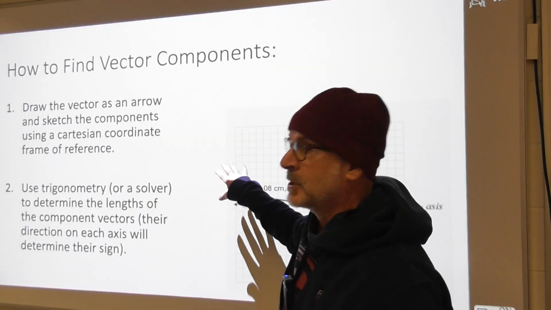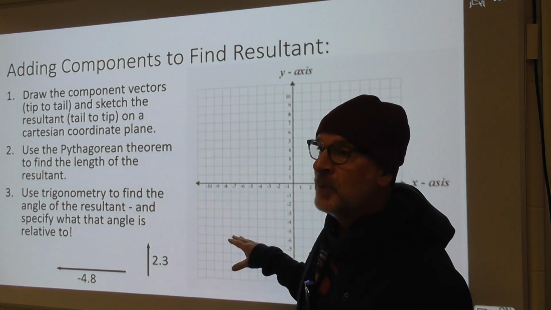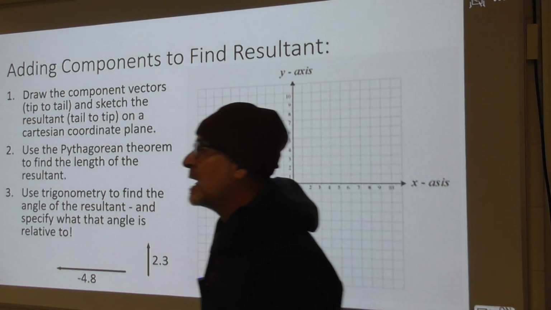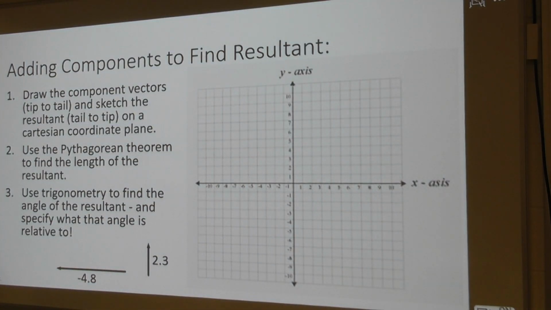And then sometimes what we end up with is components, but what we want to know is what's the real value. Like we might know that there's a football, and when it goes over the goalpost, the horizontal part of its velocity is 4 meters per second. The vertical part of its velocity is 1 meter per second, but we want to know how fast it's actually going and what direction it's moving in. And we can do that as well.